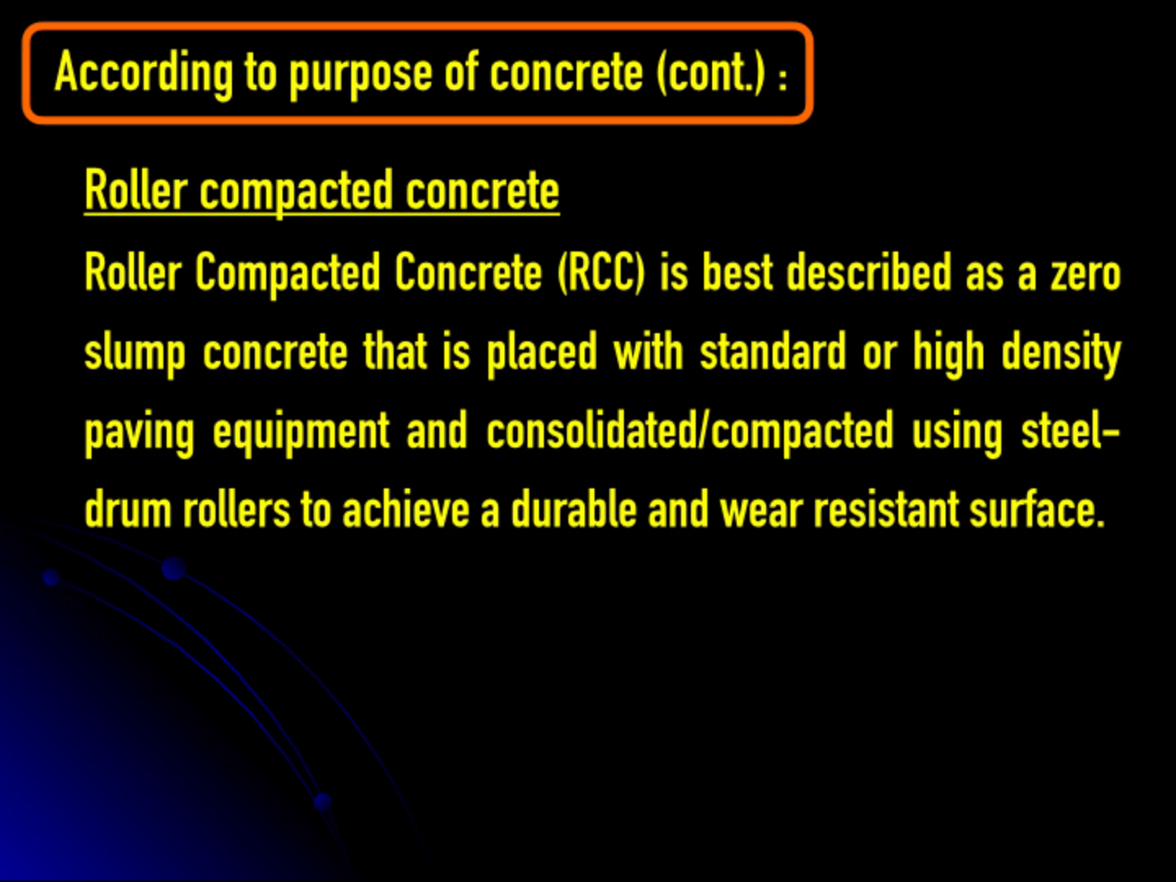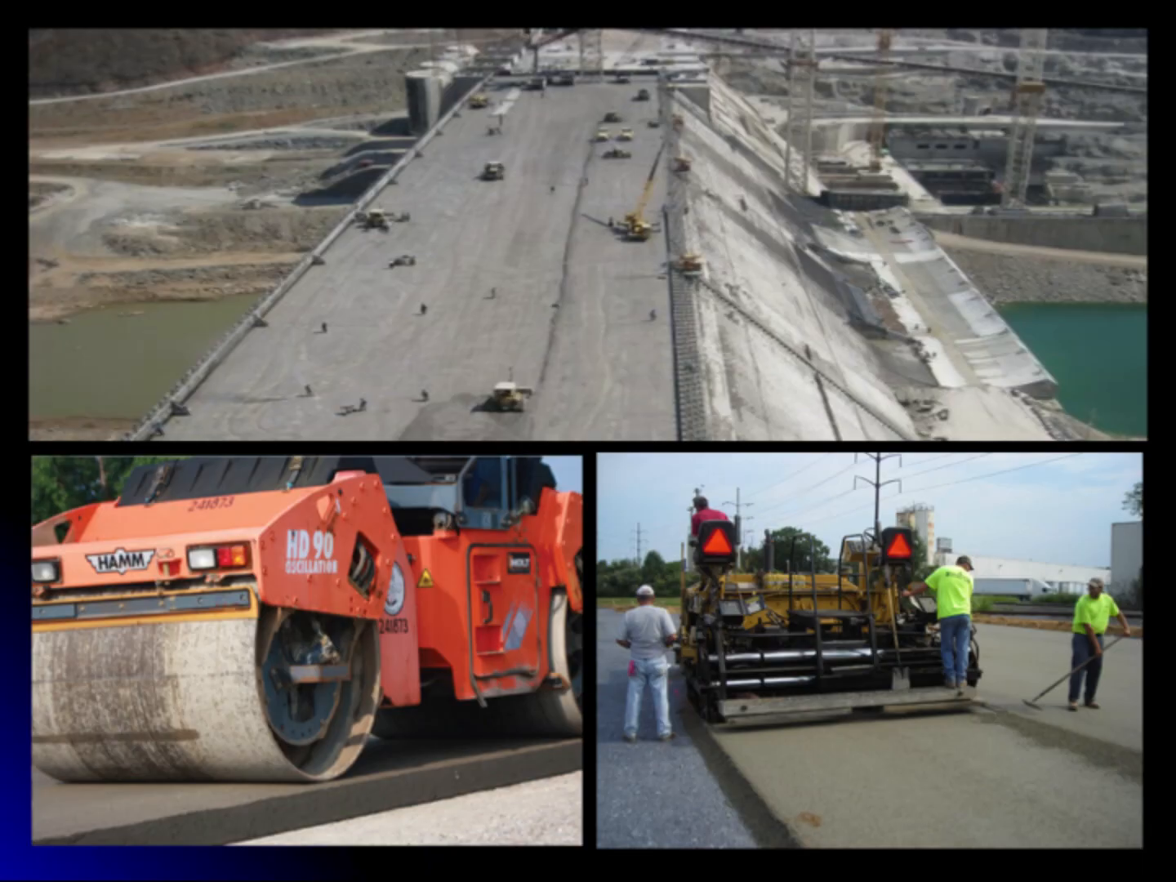Roller compacted concrete, or called RCC. RCC is characterized by zero slump and is compacted using heavy rollers. It is mainly used for dams, sub-base layers, and off-road pavements.